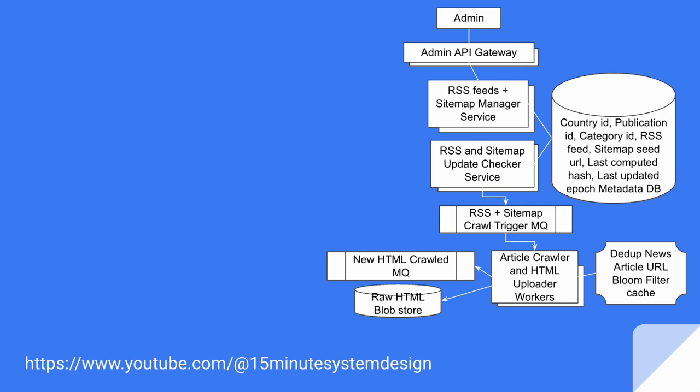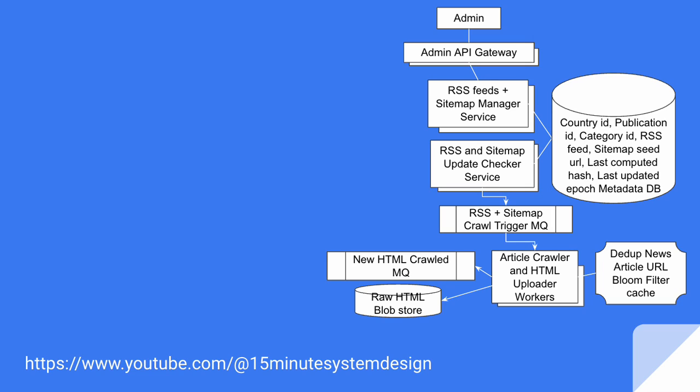In order to do that, rather than doing a database level scan, we will maintain a Bloom filter cache where we will just check if the news article URL definitely does not exist in the database. And that's what we check using Bloom filter.